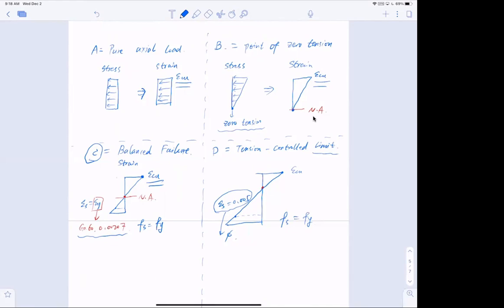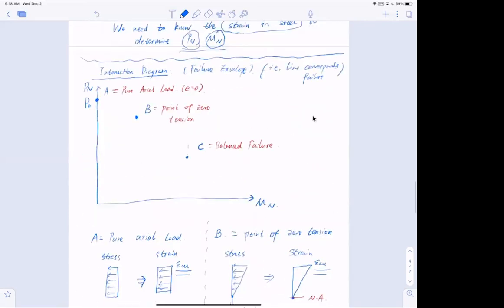take a look at the compressive zone size. Sorry, this is not A, this is C. The compressive zone size for point C is much bigger than the compressive zone size for point D, right? That means D has a lower moment. So naturally, I'm going to put my point D right here on the left-hand side of it. Let me just put a name on it. This is called the tension controlled limit.